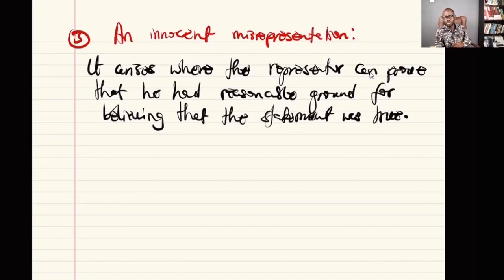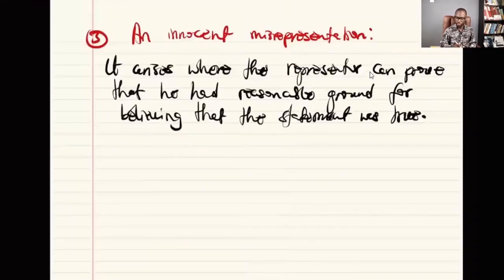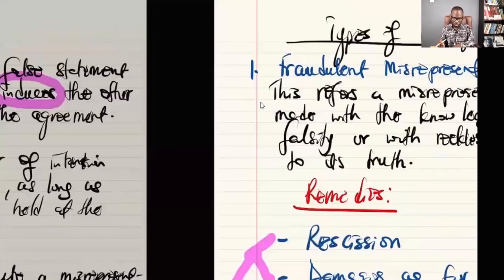So when it comes to innocent misrepresentation, what are some of the solutions available? Just the same way as what we mentioned, there could be rescission, and then damages in lieu of deceit at the end of the day. These are the things you must understand when we talk about misrepresentation.